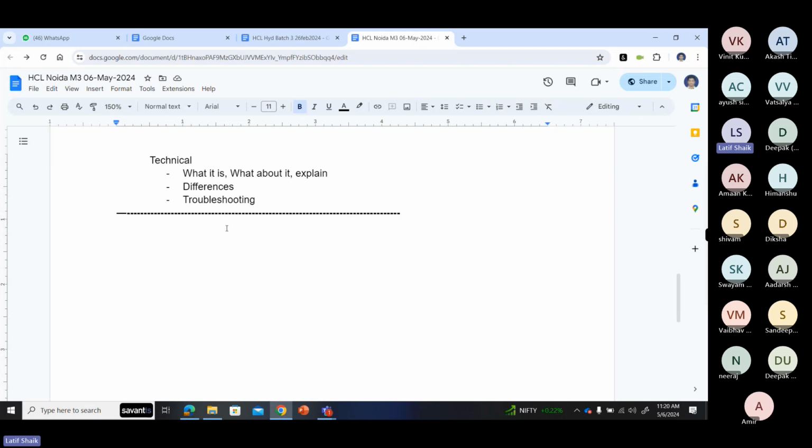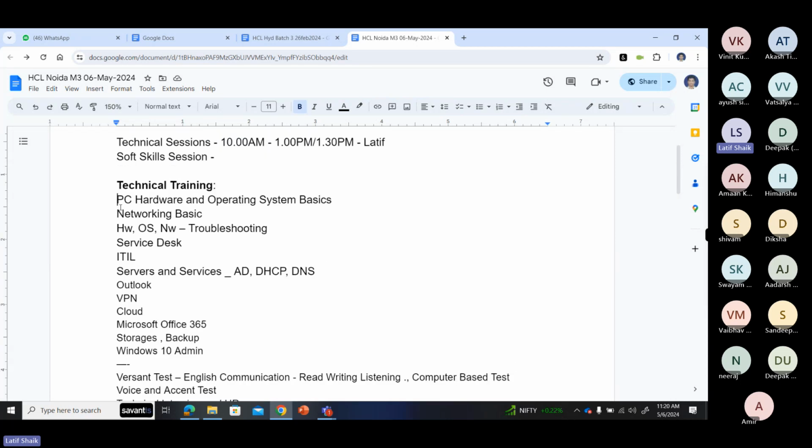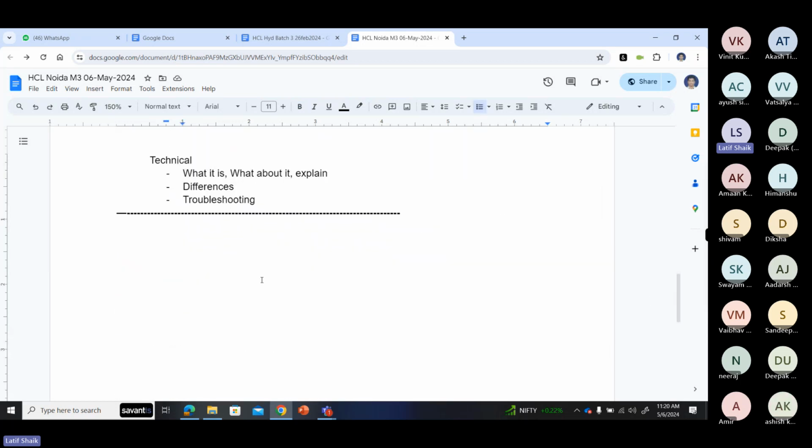Okay. About the technical questions, guys. We didn't discuss any technical part right now. Always it is what about it? Like what is CPU, what is RAM, what is ROM, what is BIOS, what is hard disk, what is printer, what is router, what is switch, what is VPN, what is Outlook, what is cloud? Explain the cloud process like that. So there is what it is, what about it, and you have to explain.